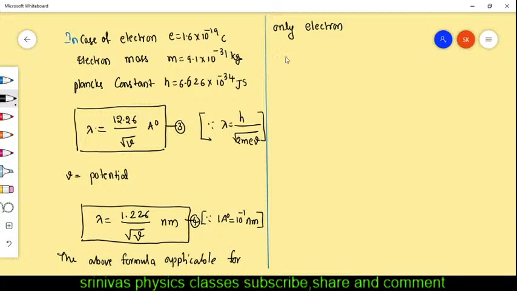And the next, for example, a charge q is accelerated with a potential V. At the moment, the lambda formula we know is h by under root of 2mqV. But here I am taking, for example, a particle that moves with kinetic energy K.